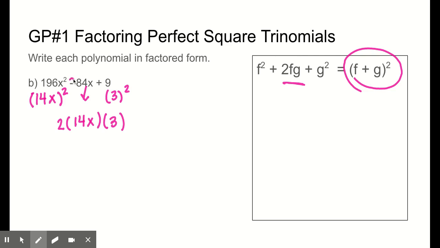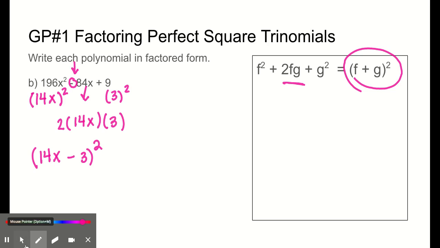Now here, we have to keep in mind that we have this negative in the middle. Therefore, when we put it in the binomial squared, we're now going to have subtraction. So our f term is 14x. Our g term is 3. 14x minus 3 squared is our factored form. Again, if we were to use the x to factor this and group, we would get 14x minus 3 times 14x minus 3, which can be rewritten as 14x minus 3 squared. So that is your perfect square trinomial.